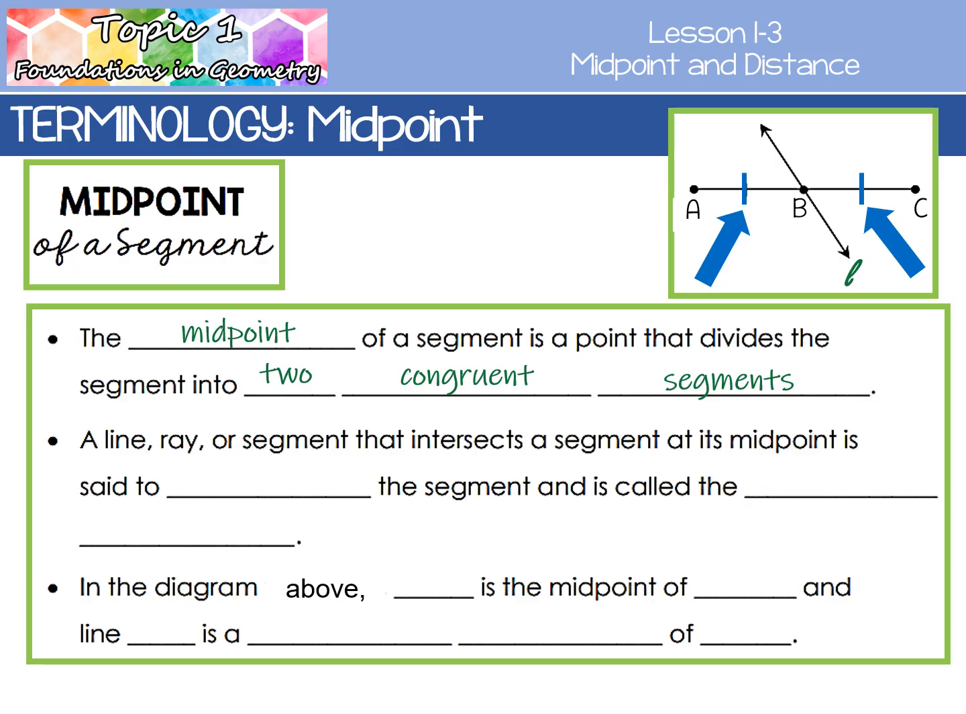A line, ray, or segment that intersects a segment at its midpoint is said to bisect the segment and is called a segment bisector. So line L up in that diagram is a segment bisector. In the diagram above, B is the midpoint of segment AC, and line L is a segment bisector of segment AC.